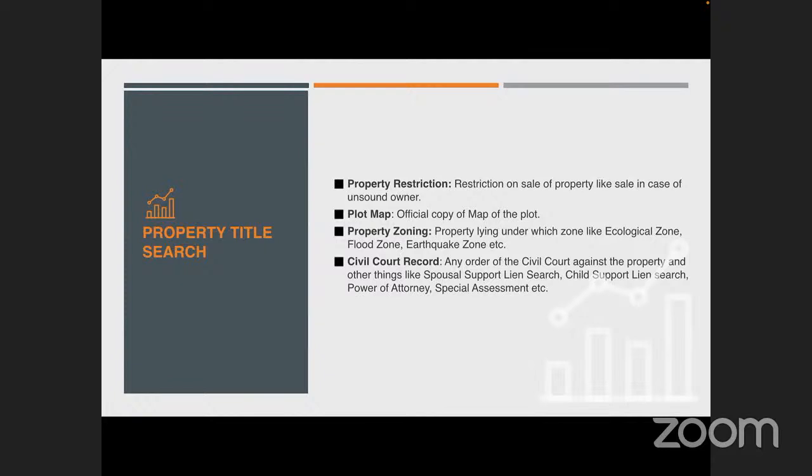And civil court orders, as I told you: is there any order or attachment made by the courts pertaining to anything under various searches? Could be spousal support, lien search, or child support. If there is any property given for child support, is there any power of attorney executed pertaining to that? Special assessment, and various other things that are there, right?